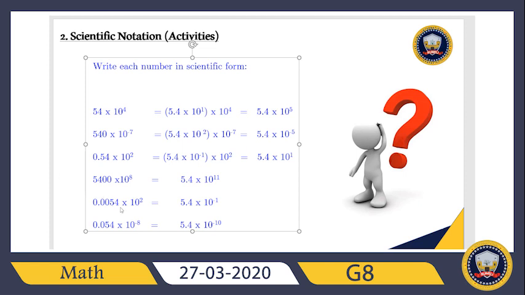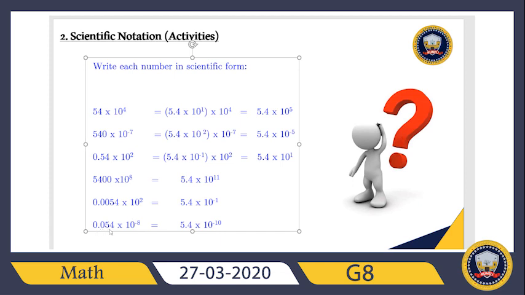Alright? What about this one? 0.0054 times 10 to the power of 2. Okay, I need to move my decimal point this time to the right. How many places? 1, 2, 3. So if I'm moving to the right, it means I will multiply by 10 to the power of minus 3. Now 10 to the power of minus 3 times 10 to the power of 2. It is minus 3 plus 2, which is minus 1. So it's 5.4 times 10 to the power of minus 1.